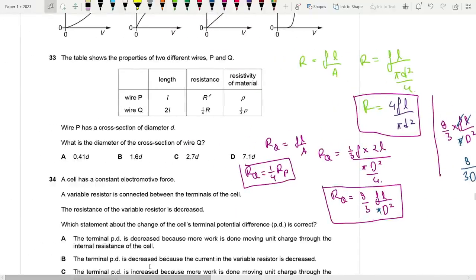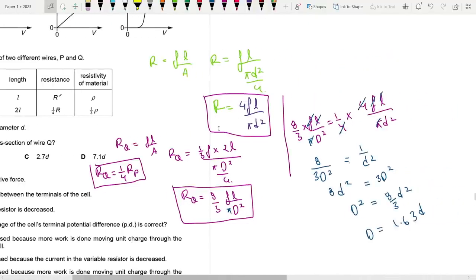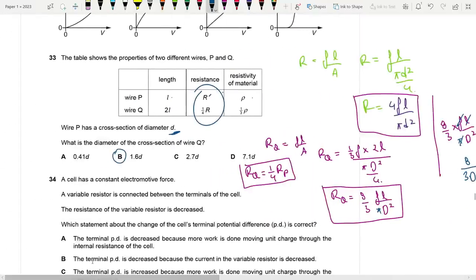Do we have that as an answer? We actually do. 33 is B. So the working for this was rather complicated, quite hard. I'll go through it again. Basically, I found out RP using this set of data, rho L, and I kept the diameter as D for RP. And then I found out RQ using this data, 1 by 3 rho and 2L. I kept the diameter as capital D. Then I used this relation that RQ is actually 1/4 of RP. That way I found out the final answer.